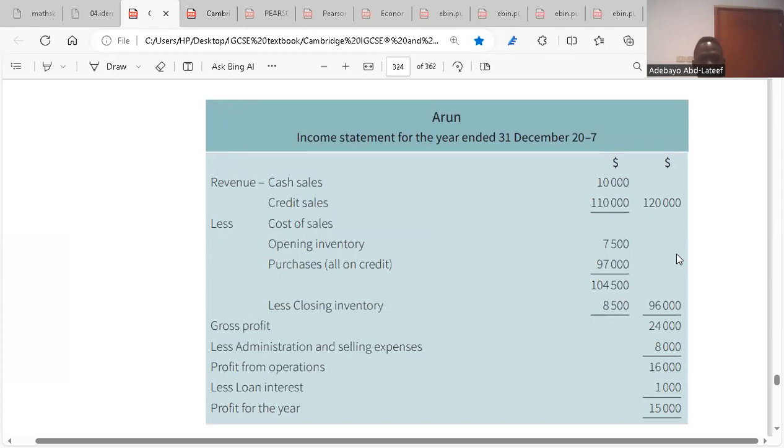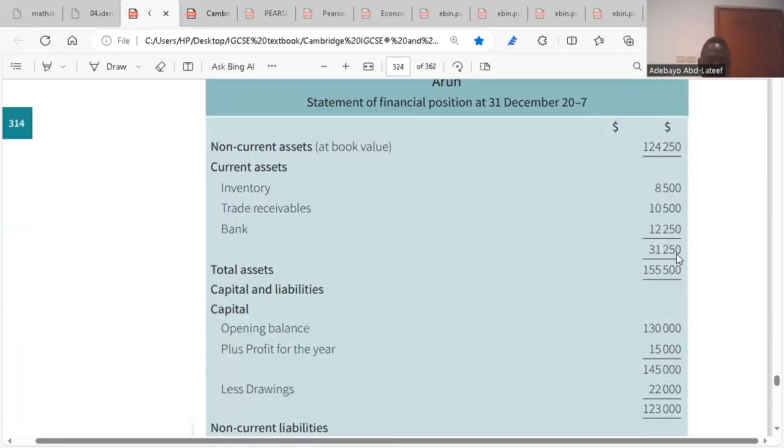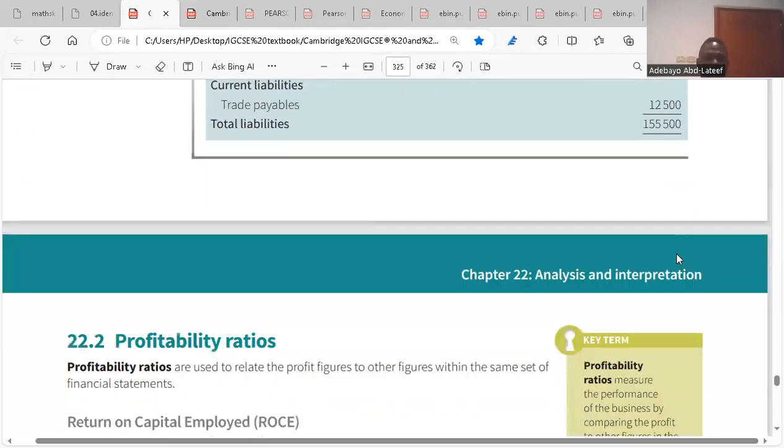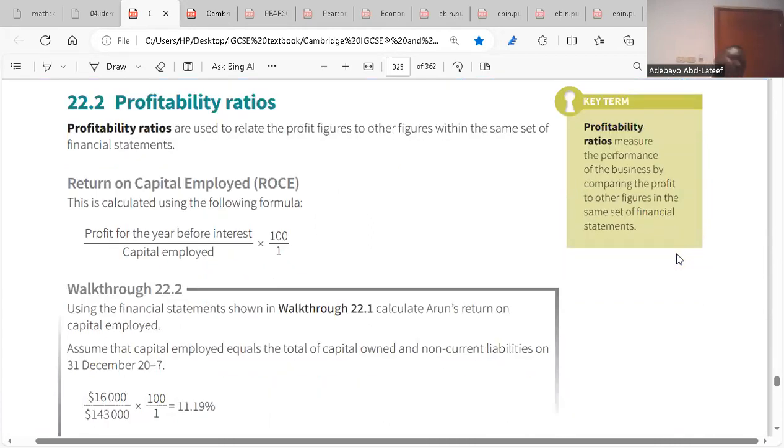So these are the financial statements, which we have the income statement. We have the profit for the year. The gross profit is there, which we can use, and we have the statement of financial position. So now we start calculating, we start using ratio analysis. So we start with profitability ratio.